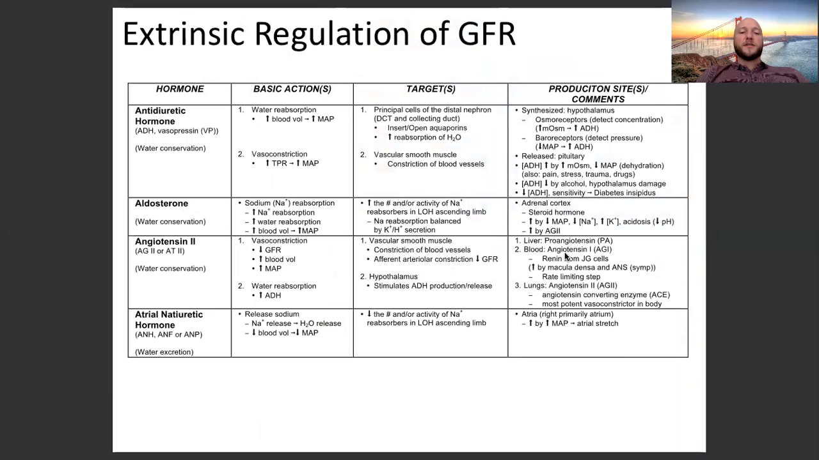Here is our summary chart for these four hormones. One thing I want to point out: proangiotensin is another name for angiotensinogen.